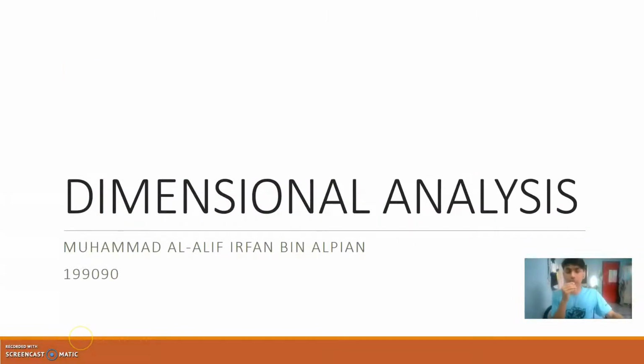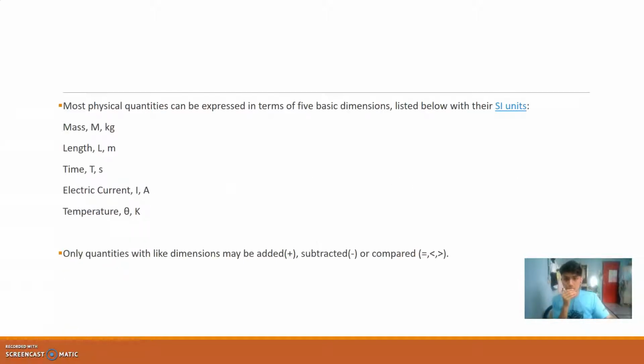So next is the dimensional analysis. There are 5 basic dimensions listed below with their own SI units. These are the most basic dimensions that we use in our daily life, which are mass, length, time, electric current, and temperature. Quantities that have dimensions can only be added, subtracted or compared with other quantities that have similar dimensions.